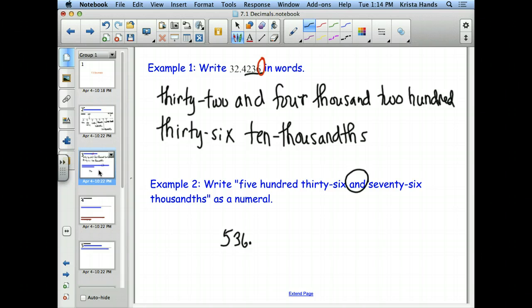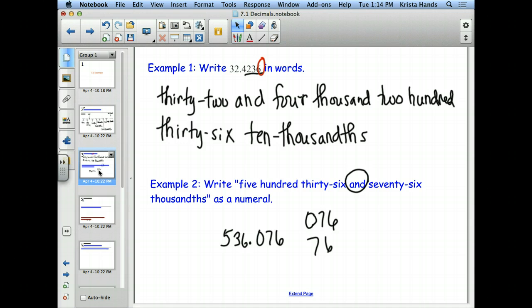So be careful. Is it? I've heard two things. I've heard some people say 076, and I've heard some people just say 76. Which one is it? Why is it 076? Right. That last number, the 6 in this case, needs to be in the thousandths place in order for this to match up. Is that okay with everybody? All right.